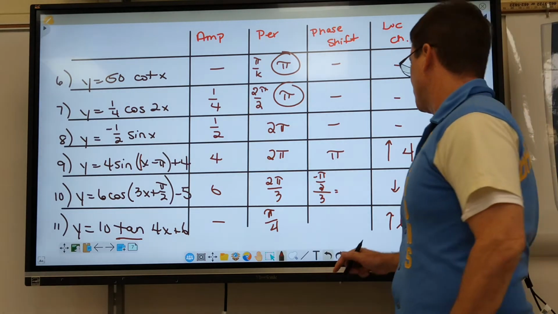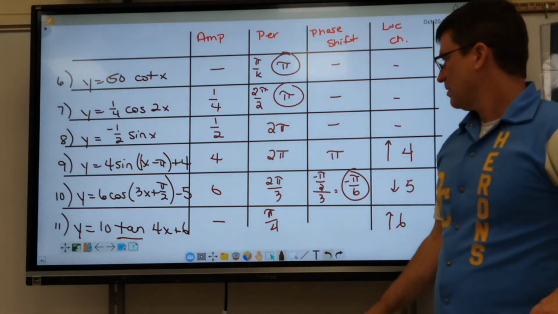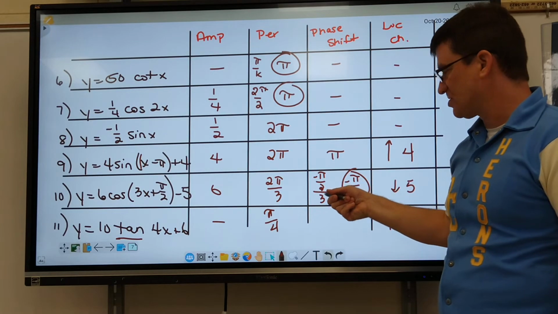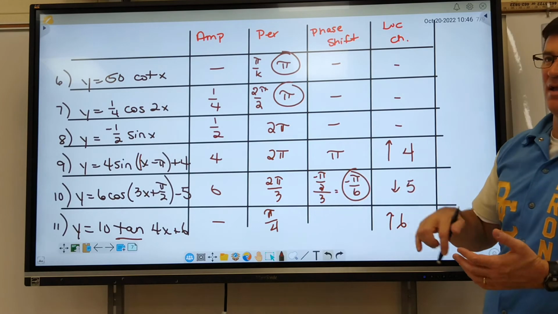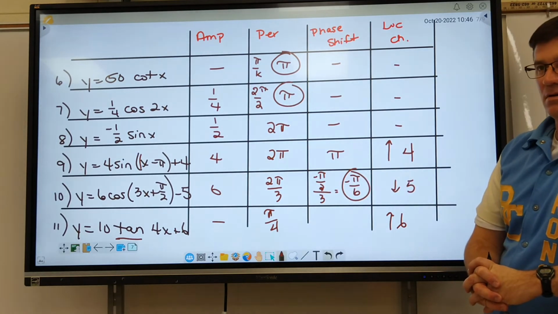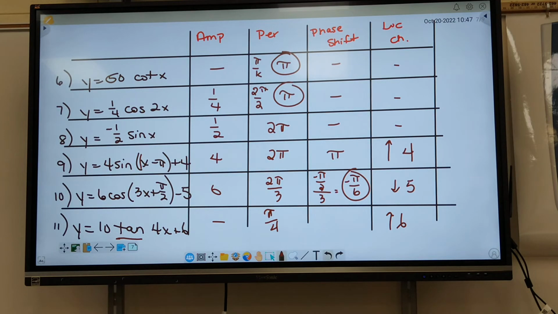Negative pi over 6 sounds good. Now look, you got to have negative pi over 2 on top and just 3 on the bottom. So if you'll hit the fraction button first, you can type that in. What'd you get? Wait, that's what I got too. It's not right. Y'all are doing, look. Clear. Hit your fraction button first. Now what goes on top? Negative pi over 2 goes on top. What goes on bottom? 3.